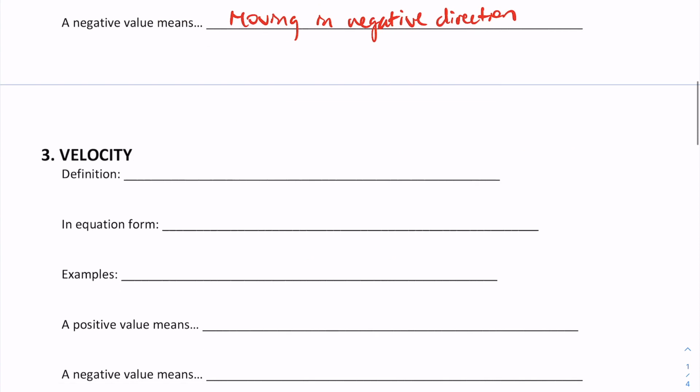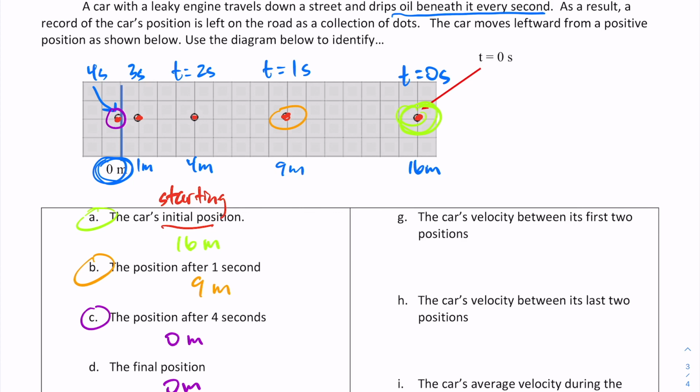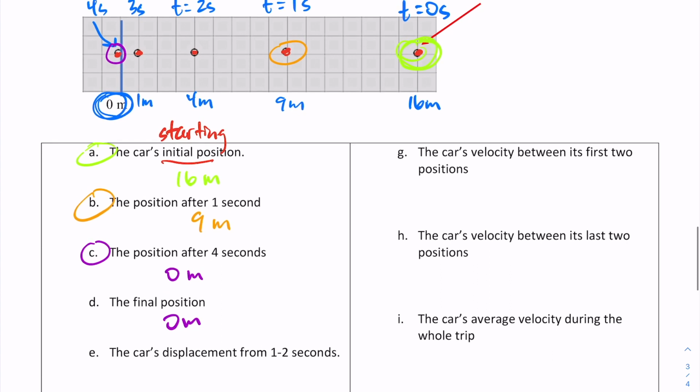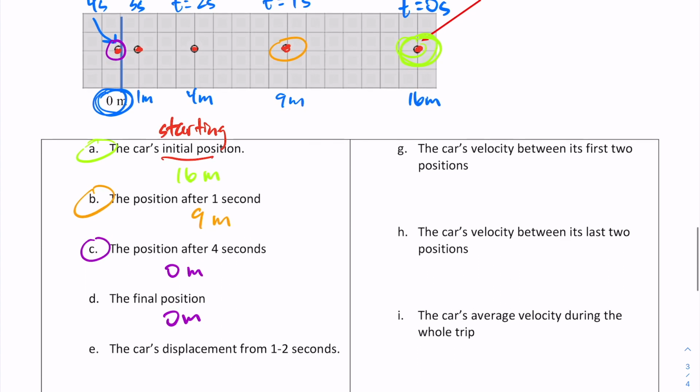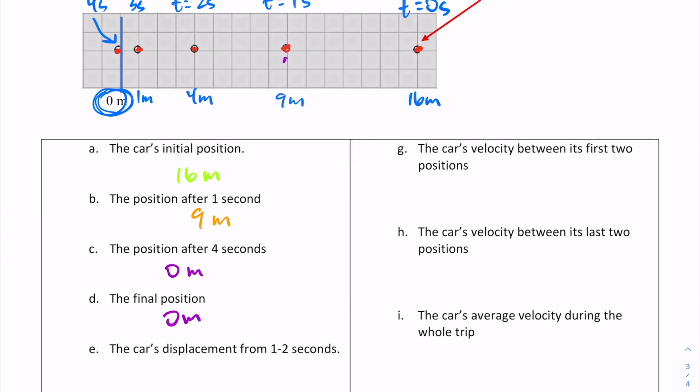So let's try some of these back at our example. Here we go, the car with the leaky engine that's dripping oil. Now in questions E and F, we have some displacement questions. So question E, it says, what is the car's displacement from 1 to 2 seconds? And I'm going to clear up this diagram a little bit, getting a little bit messy here. So the displacement from 1 to 2 seconds. Well, we're talking about from here to here, from 1 to 2 seconds.